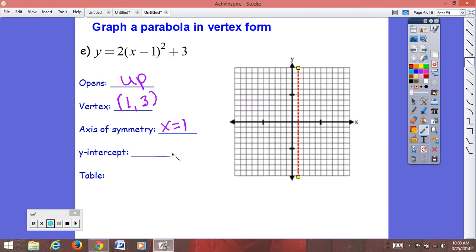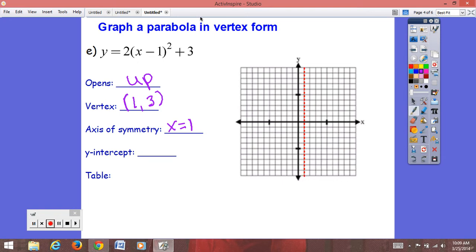And then to find our y-intercept, we don't have a c anymore. So to find our y-intercept, we have to go back to what we did in factored form and plug 0 in for x, solve for y. So if we plug 0 in for x, we get y equals 2 times (0 minus 1) squared plus 3.